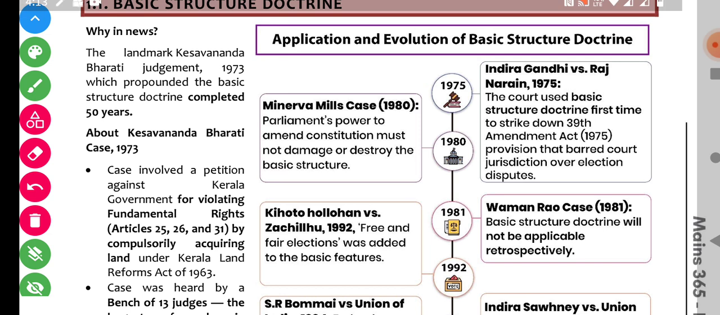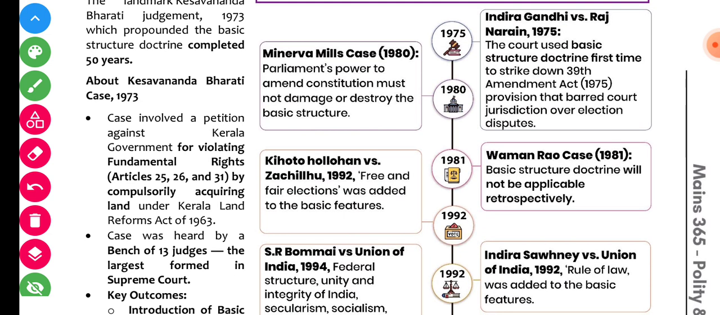So remember this, the judgments regarding the basic structure of the constitution. The first case was Indira Gandhi versus Raj Narain, 1975. The court used the basic structure doctrine for the first time to strike down the 39th Amendment Act 1975, a provision that barred court jurisdiction over election disputes.